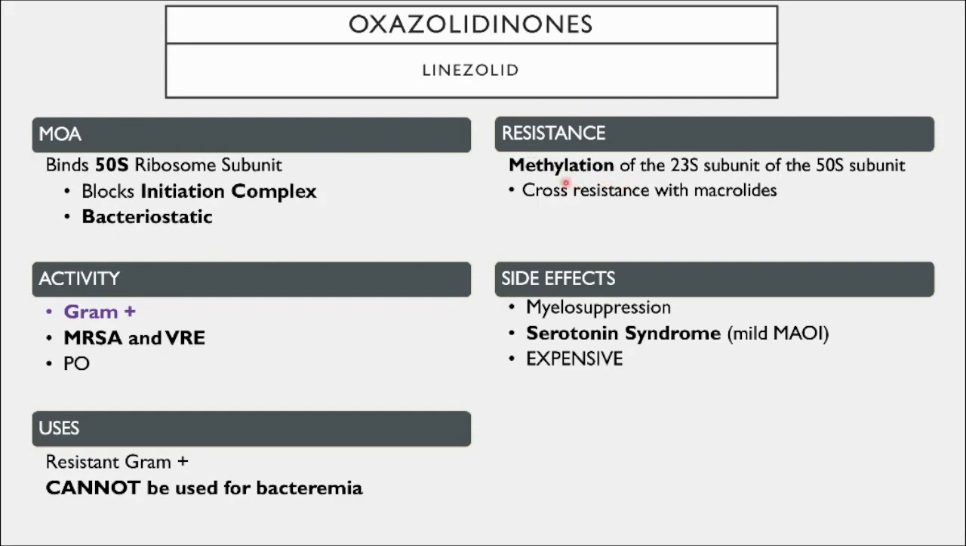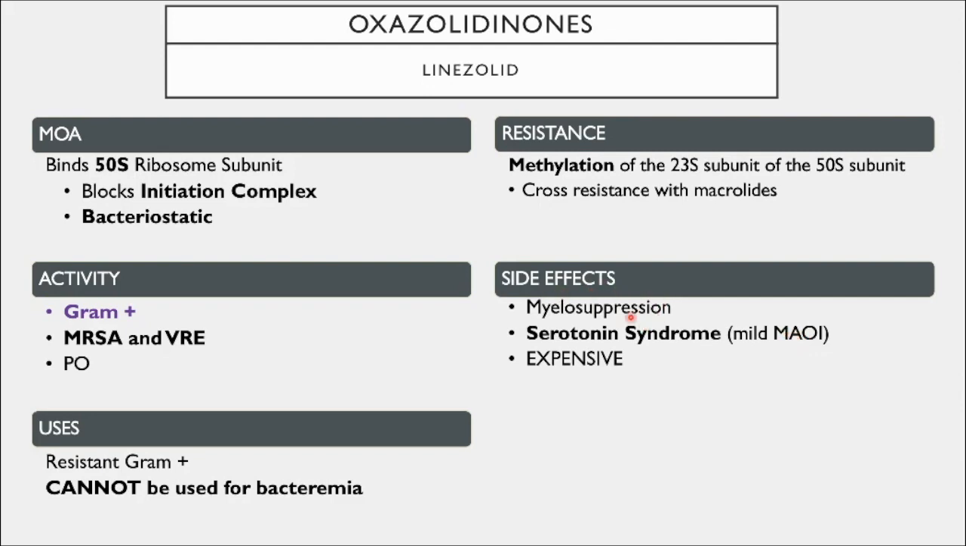Like a lot of the other ones, it can be methylated, usually has cross resistance with macrolides, not super important. Main issue here is serotonin syndrome. It has mild monoamine oxidase inhibition. You'll learn more about that in Brain and Behavior. But basically what happens is it increases your base level of serotonin, and too much serotonin can cause you to feel sick, GI upset, tremulous, anxious, basically just really worked up.